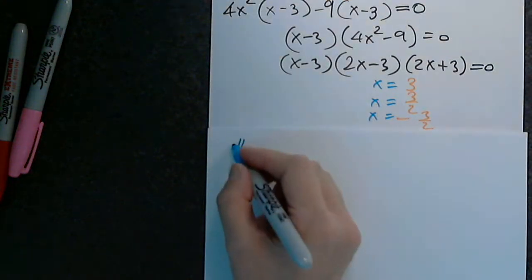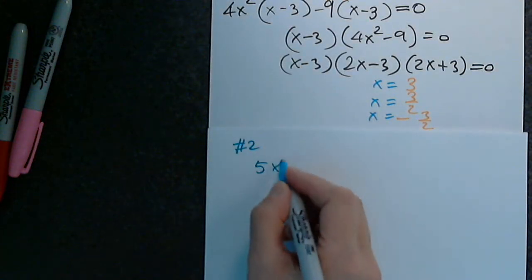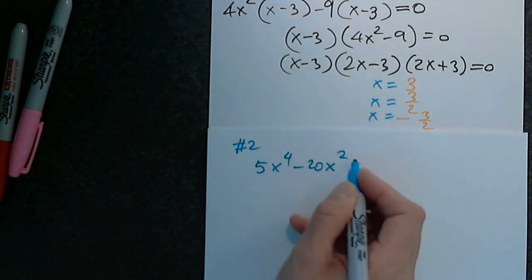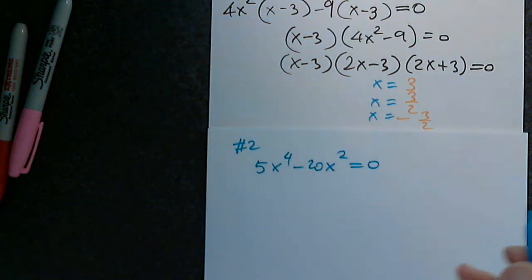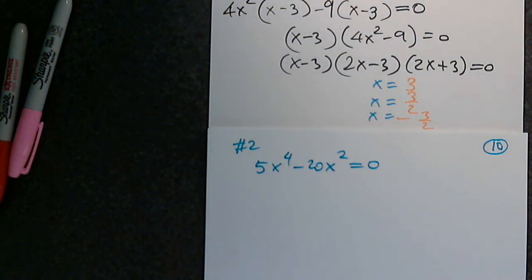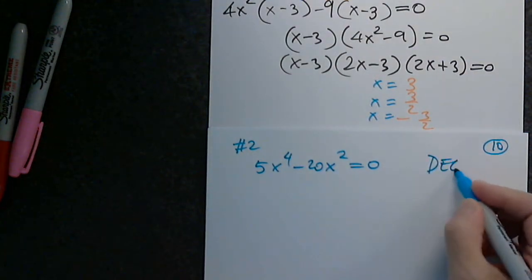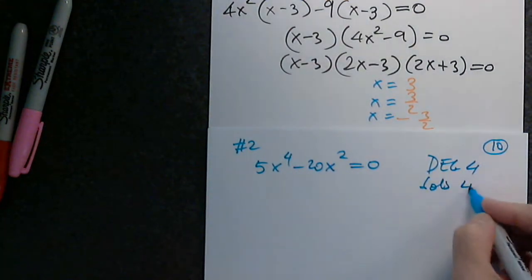Number 2. 5x to the 4th minus 20x squared equals 0. What type of equation is this? Excellent. What is the degree? 4. How many solutions? 4. So degree 4, solutions 4.